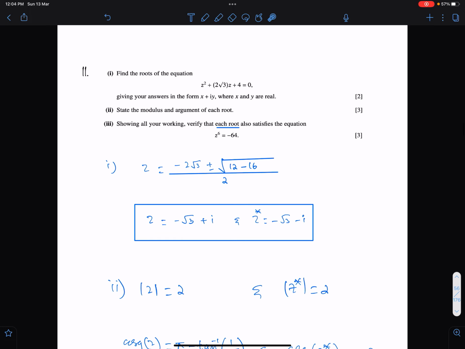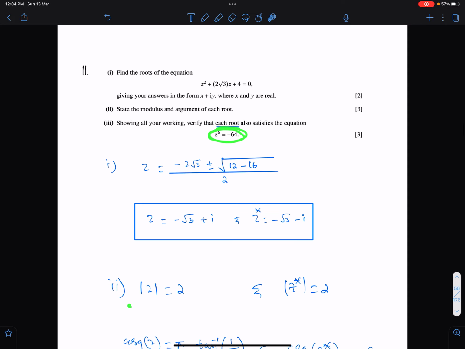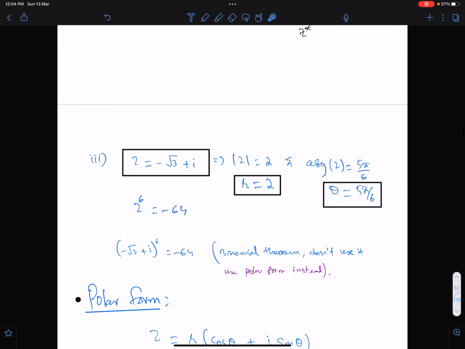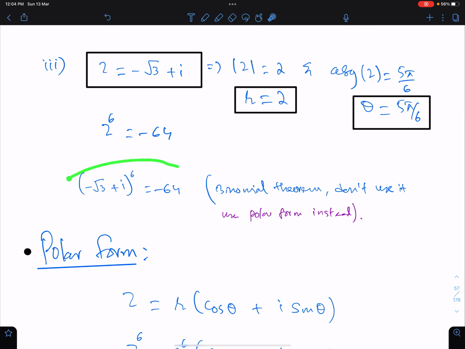Part 3. Showing all your working, verify that each root also satisfies this equation. Means these two roots. There are two methods to prove this. This is the first method, the direct method. You have to substitute this root into this equation.